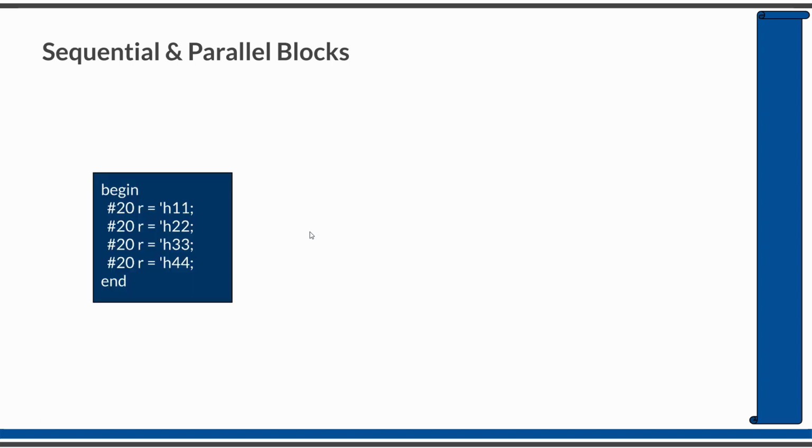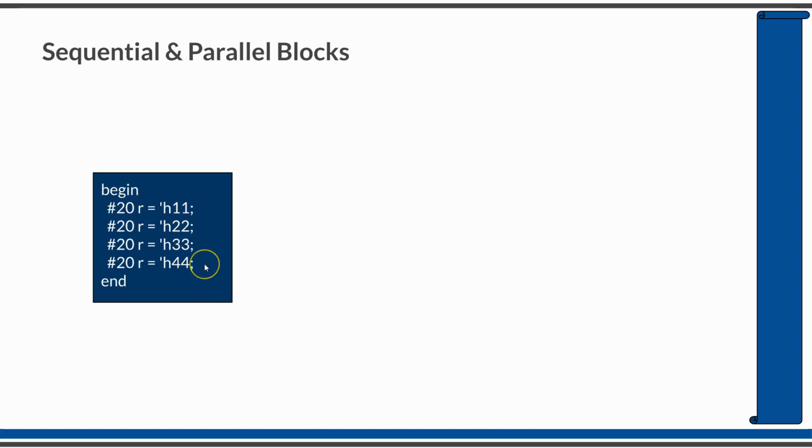Now let's see an example. So here is a sequential block which is written in a begin and end set of keywords. You can see there are 4 statements and all of them are doing an assignment to the same variable named R. Just some different value hexadecimal 1,1, 2,2, 3,3 and 4,4, and all of them are preceded with a #20 delay.